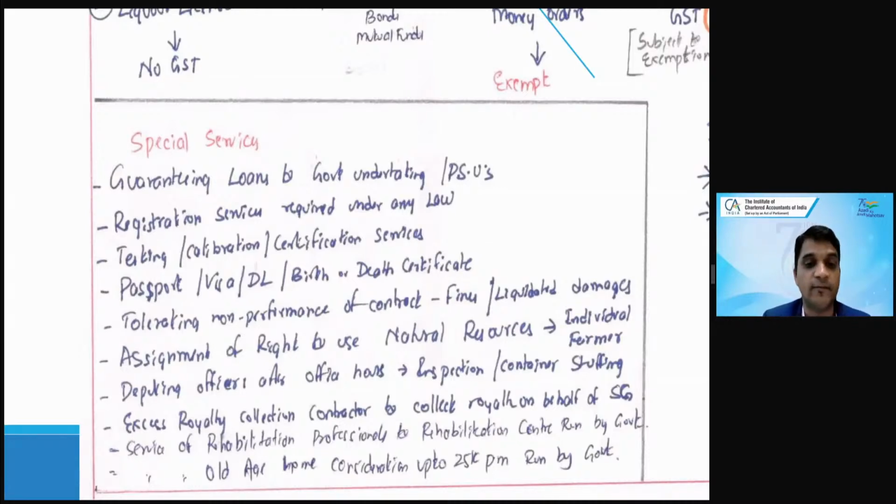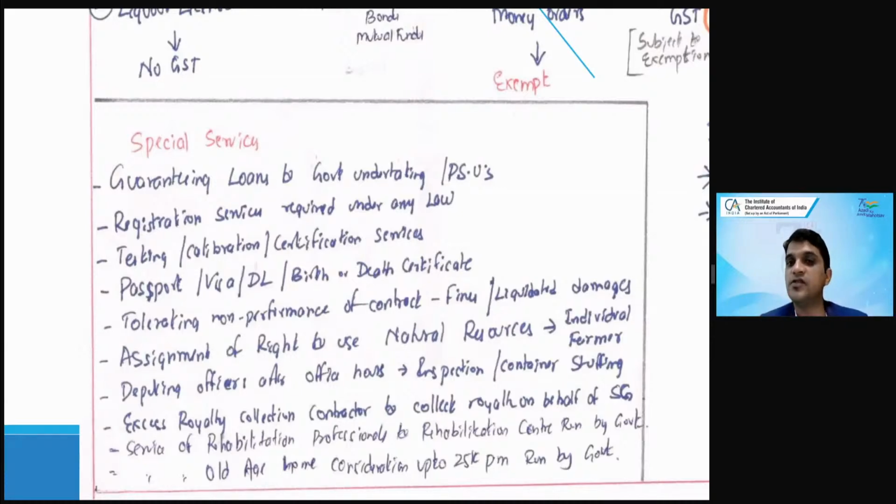Then tolerating non-performance of a contract. Any kind of toleration for non-performance of a contract for which consideration is paid in terms of fines or liquidated damages. Now, what is this? The government has given you a contract. You are a government contractor. Now, when you have taken up this contract, you have to complete the contract on a timeline basis.